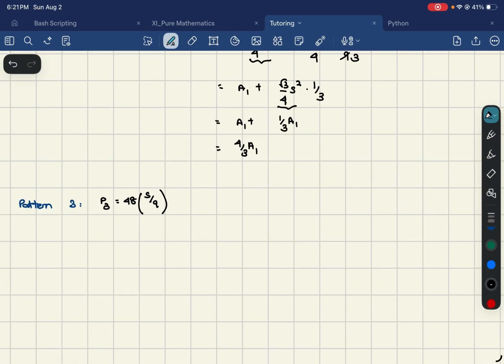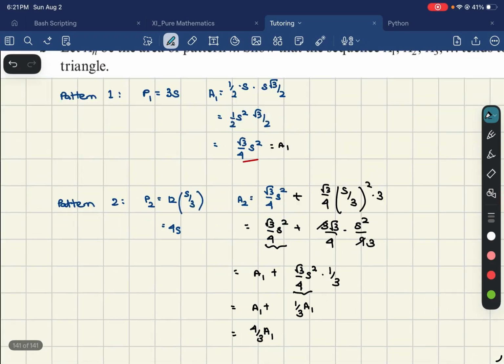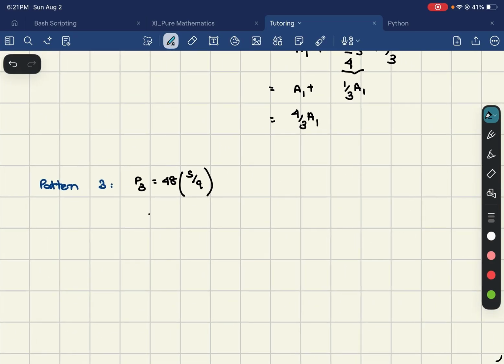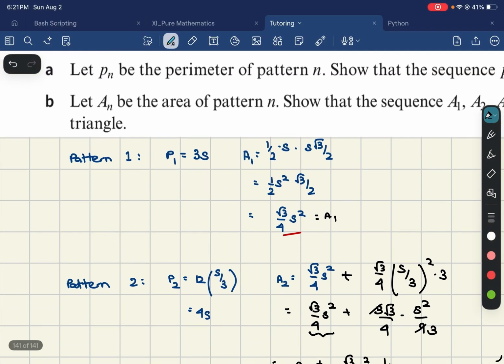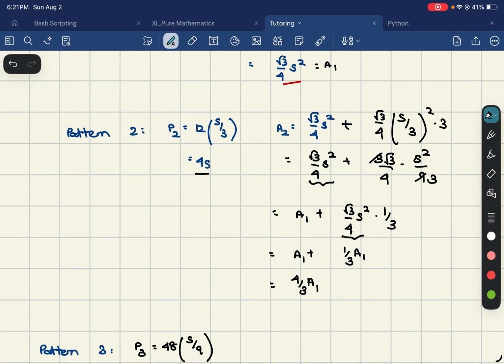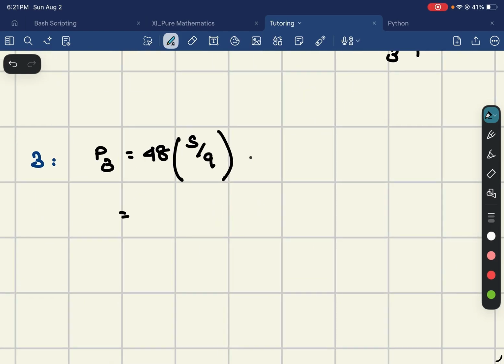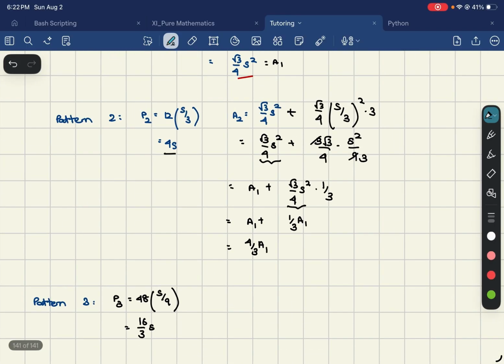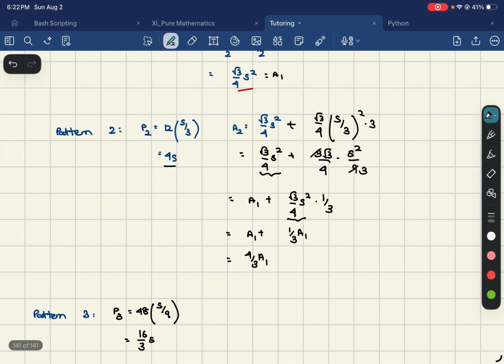So this is going to give you P3. Let's see. Our first length was 3s, our P2 was 4s. So this is going to simplify to something like 16 over 3s, I think. 48 over 9 is, 48 is 16 times 3 divided by 3 times 3. So yeah, 16 over 3. So we're going to get something like this.